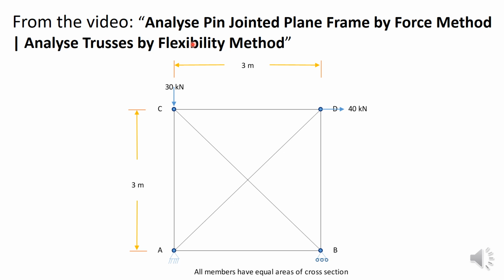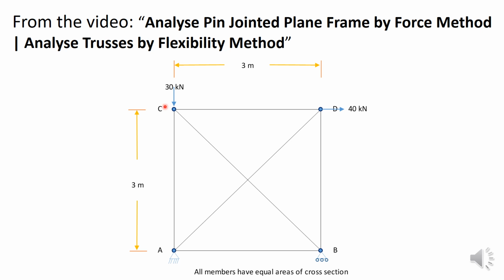You can compare both methods and make comments on which one you find easier to understand and or easier to compute. So we have 4 joints here, A, B, C, D. We have 6 members, no joint at the intersection here. It's basically 3 by 3 meters square.